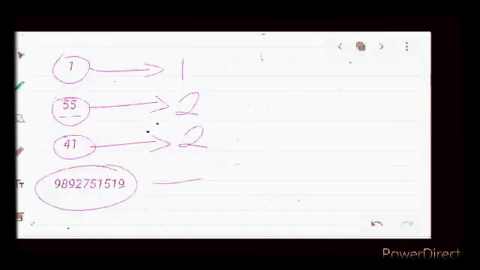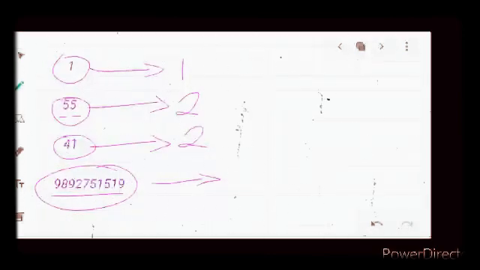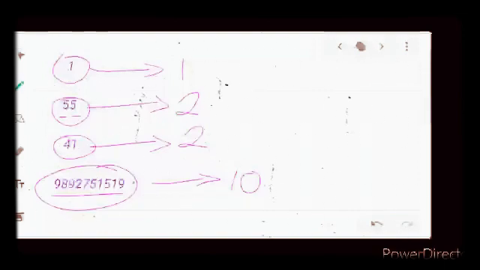And the last one, and of course this is my phone number. Here we have how many? Let's count. 1, 2, 3, 4, 5, 6, 7, 8, 9, 10. So in this phone number there are 10 significant figures. In this example we don't have any zeros, so as mentioned earlier, all non-zero digits are significant.